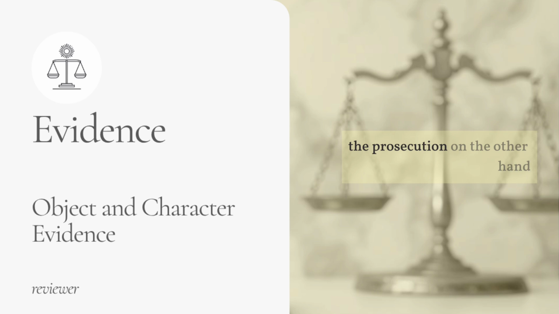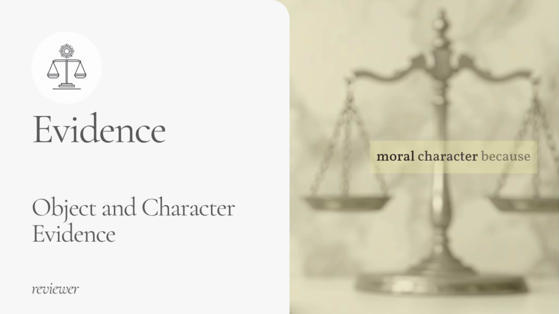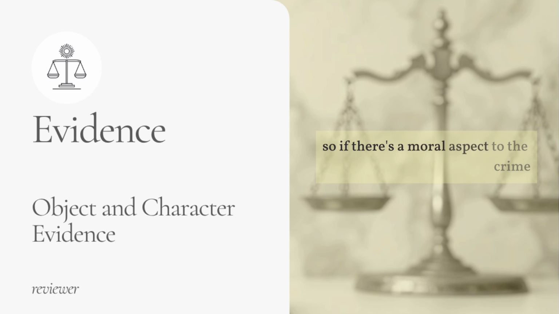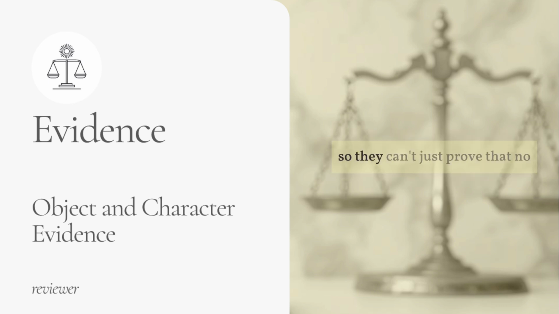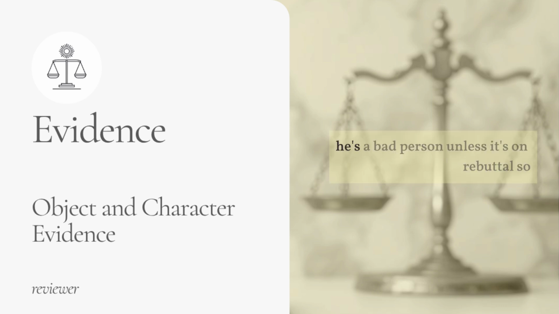The prosecution, on the other hand, cannot attack the moral character of the accused, while the accused is basically allowed to defend their good moral character, if there's a moral aspect to the crime charged against them. So the prosecution can't just prove that he's a bad person, unless it's on rebuttal.